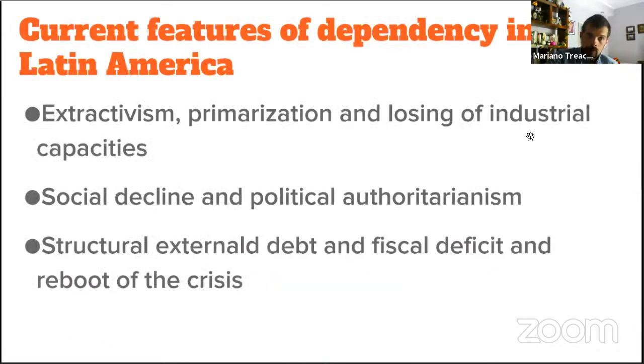So to end with this presentation, we will present some contemporary debates of dependency theory in Latin America. We have these three topics, the first being extractivism, primarization, and losing of industrial capacities. The second one being social decline and political authoritarianism. And the third one being structural external debt and fiscal deficit and the reboot of the crisis. These three topics are linked with this structural dependency situation.